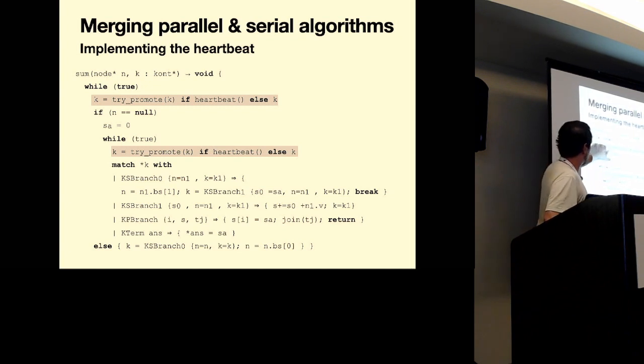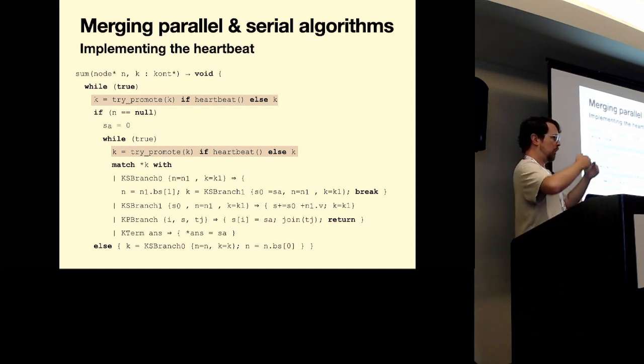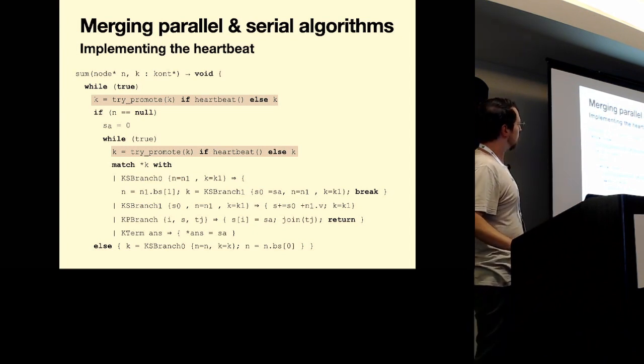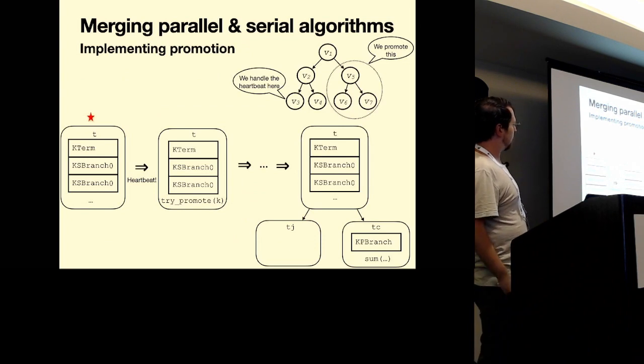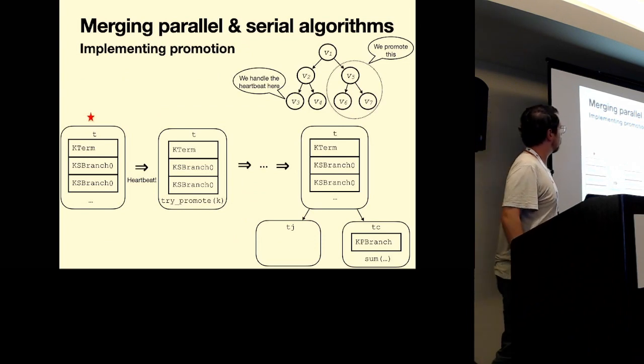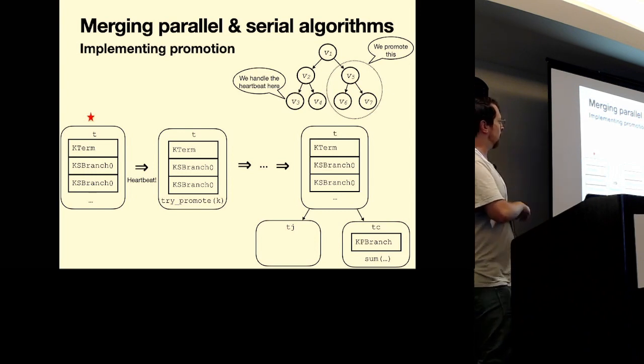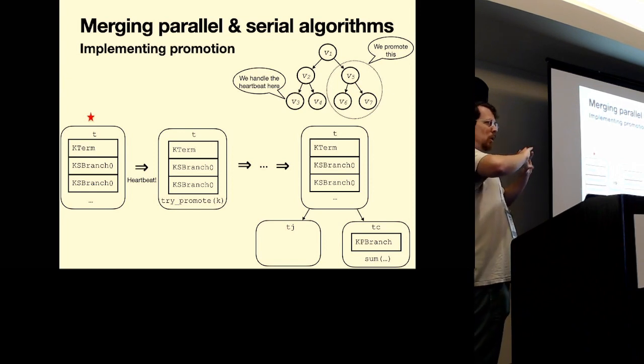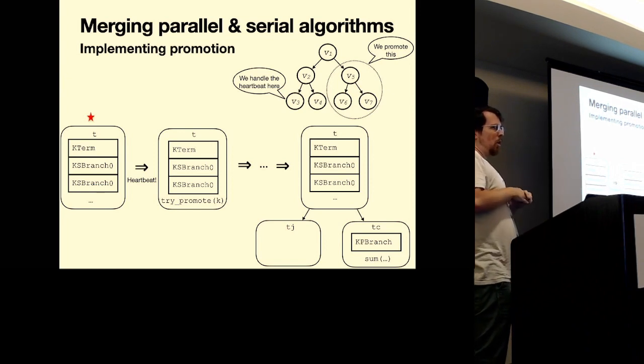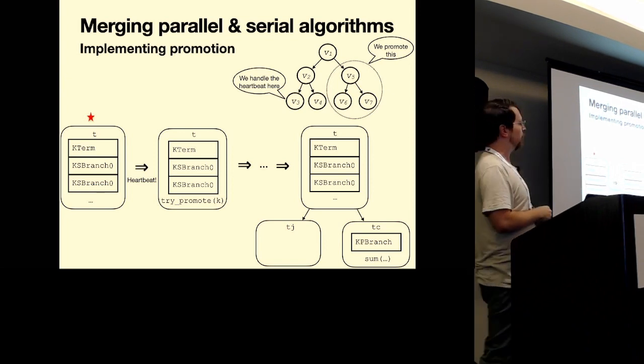The tricky thing about this step is that we actually have two loops, so we have two of these events. We can't go for some unbounded number of steps without having checked for the presence of a heartbeat. The second step is a little trickier. As I alluded, we have to do a little surgery on our continuation, on our call stack, in order to implement promotion.